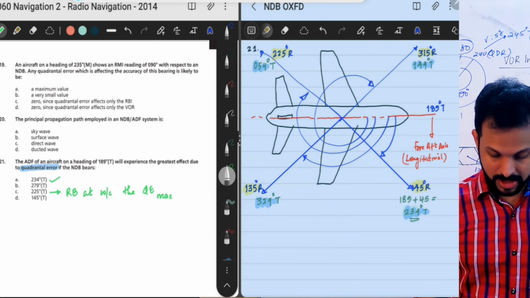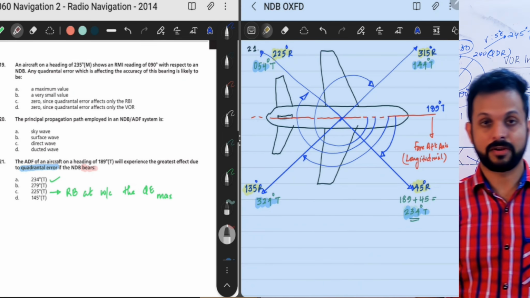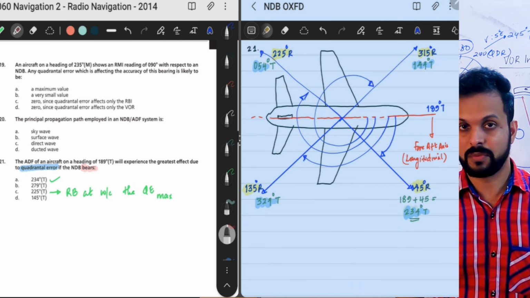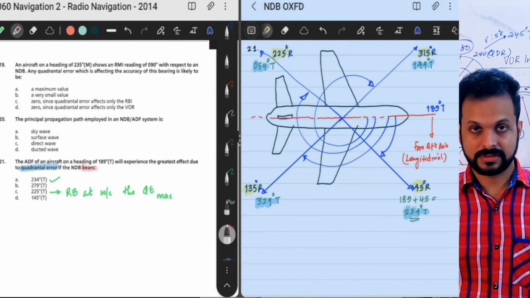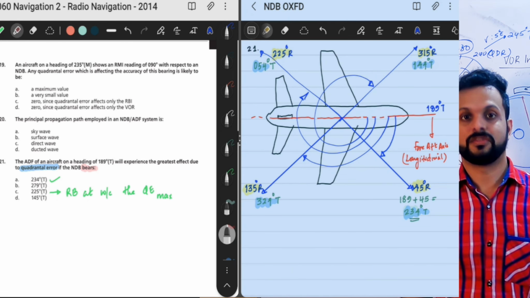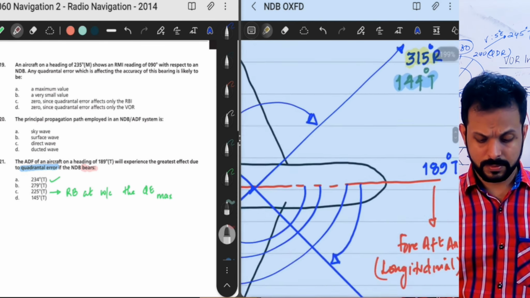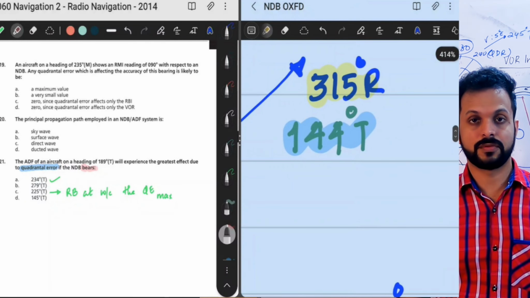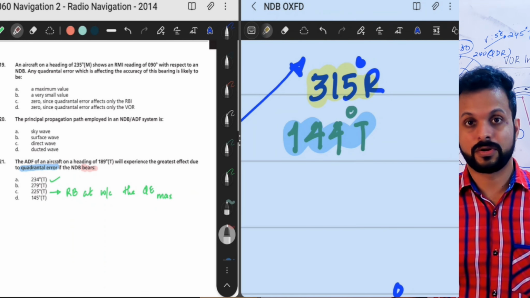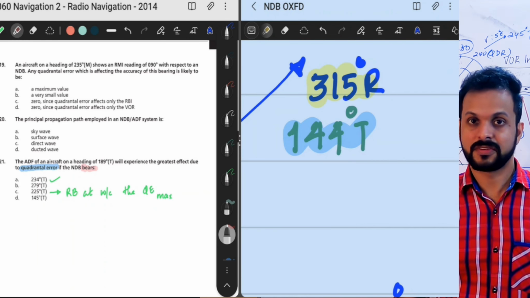So be very, very careful about what they have asked in this question. In this question, they have asked us to find the bearing at which the NDB is going to produce the maximum error, not the relative bearing. 225 would have been the answer if the question asked for the maximum error at the respective relative bearing. Now the last one is 145 degrees. Look at the last bearing that we got, 144, and therefore 145 is definitely a possible answer, but since we have 234 up there as Alpha, that is definitely the closest answer.